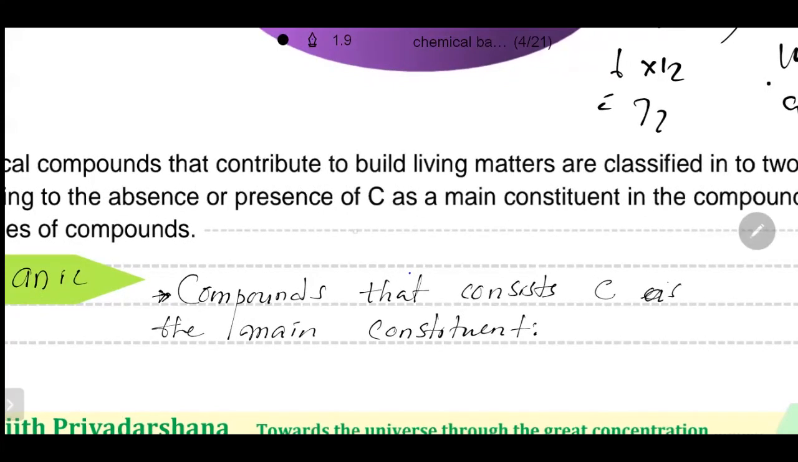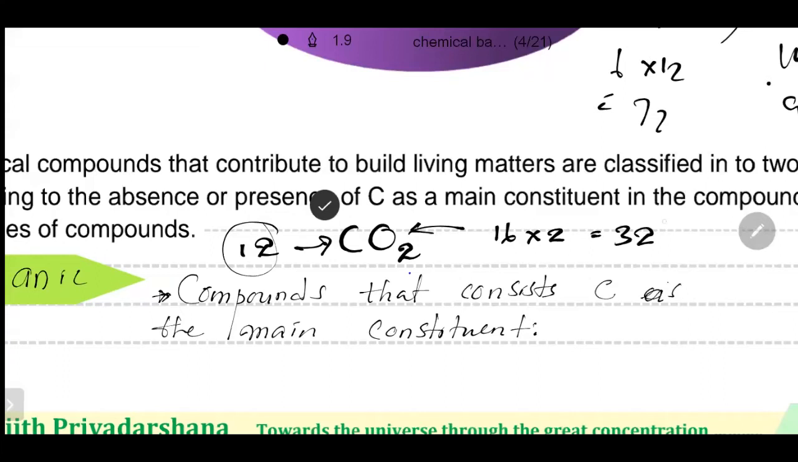Okay, look at this. Carbon dioxide. So that's a compound with carbon. Just because it has a carbon, can you name it as an organic compound? Look at this. Oxygen, according to the mass, 16 times 2, that's 32. Okay? According to the mass, carbon is just 12. As a percentage of the molecular weight, carbon is the minor constituent here. Oxygen is the major constituent. Therefore, carbon dioxide is not an organic compound, although it is having carbon.